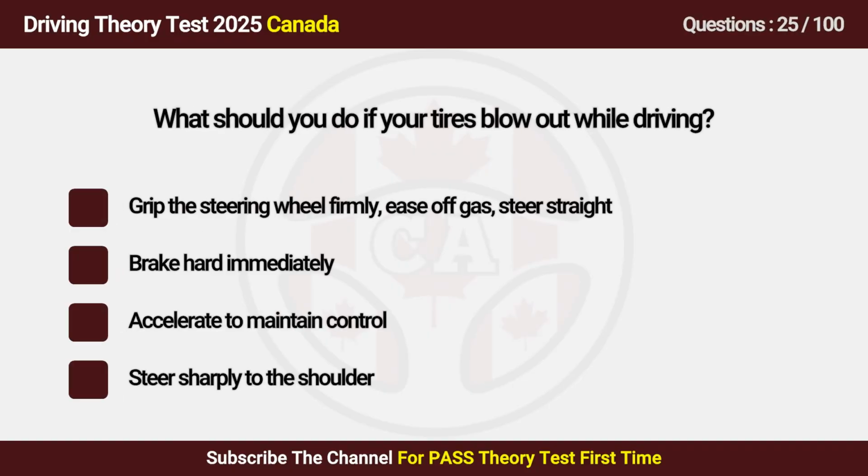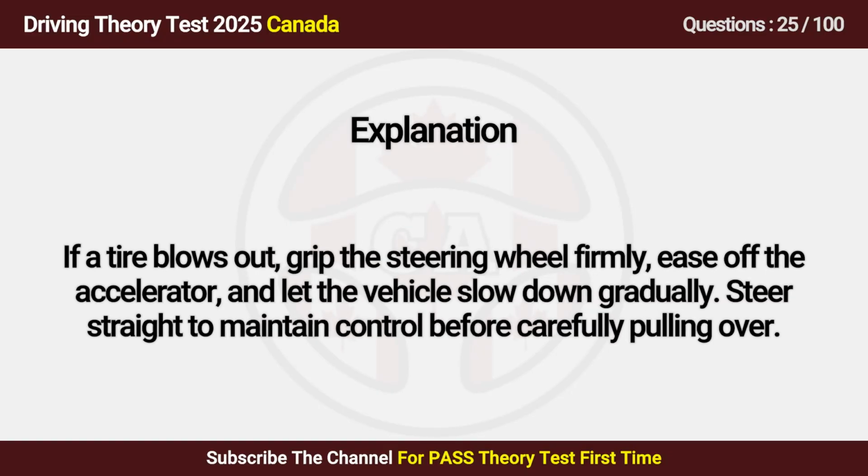Question 25. What should you do if your tires blow out while driving? A. Grip the steering wheel firmly, ease off gas, steer straight. B. Brake hard immediately. C. Accelerate to maintain control. D. Steer sharply to the shoulder. Answer is A. If a tire blows out, grip the steering wheel firmly, ease off the accelerator, and let the vehicle slow down gradually. Steer straight to maintain control before carefully pulling over.